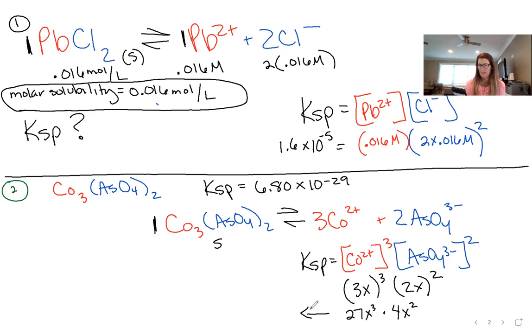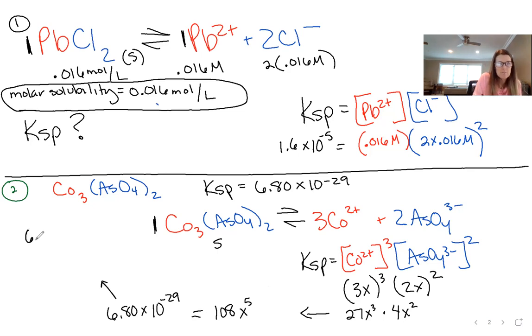Now I can simplify that. I'm going to take that 27, multiply it by 4, and I get 108. And then x, I have my 3rd, 2nd, but when we're multiplying them, that really means we should be adding them. So x to the 5th. And what that's equal to is our KSP value, 6.8 times 10 to the negative 29. So now I just have to simplify that. I'm essentially going to take my 6.8 times 10 to the negative 29 and divide that by 108.